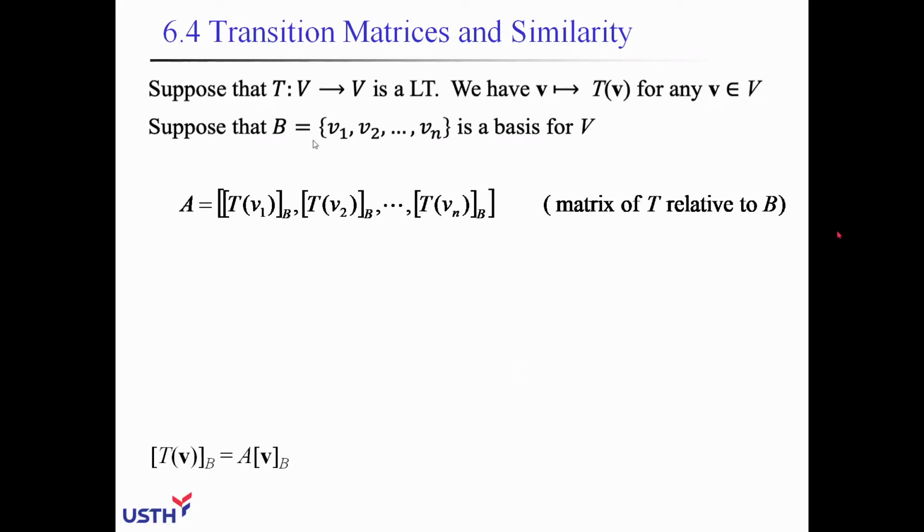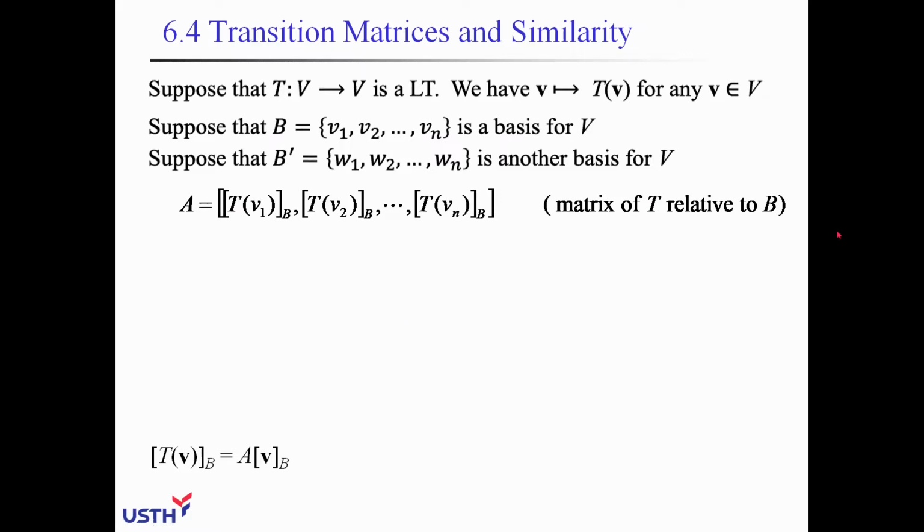Now suppose that on V we are given another basis B prime, and suppose that B prime consists of W1, W2 up to Wn. You should remember that the number n here and here is the same, because two different bases of the same vector space need to have the same number of vectors. So if here is n, here is again n, that is always like that.